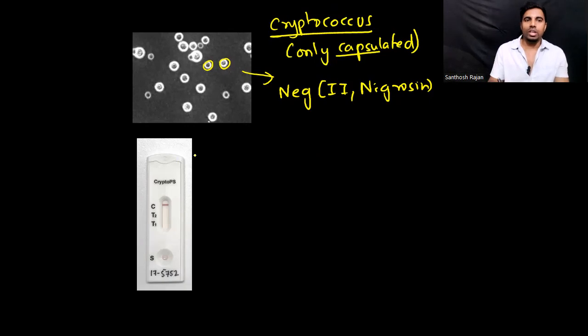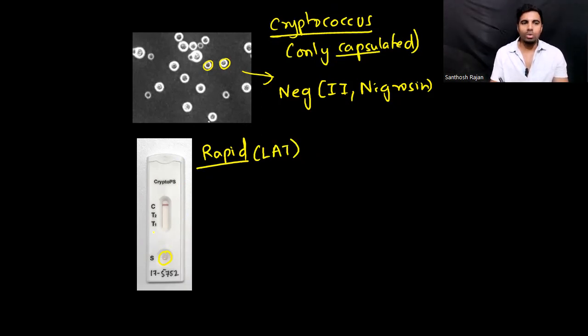Apart from that, we can do another test called the rapid test, which is very simple: the latex agglutination test. You take this card out, put your blood here, add buffer and leave it. There's a control, and whatever Cryptococcus species we have, if it comes positive, sometimes only one line is enough. Then it's positive. It hardly takes 10 minutes. So this is the rapid latex test.